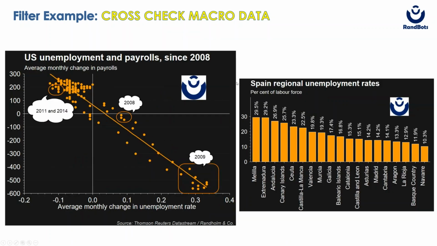Another sample that I use for cross-check, right? Macro data is, for example, U.S. unemployment. Here we have data points of unemployment, right? Monthly change in payrolls from 2011 and 2014 is these periods, these points here, these dots.